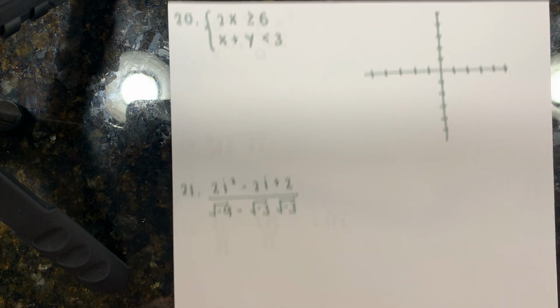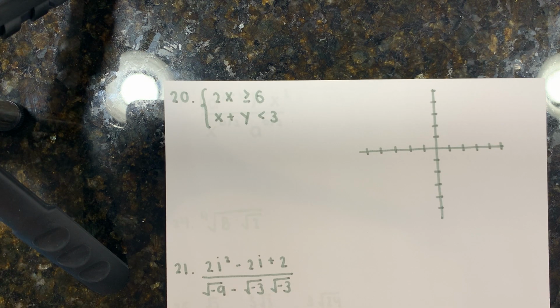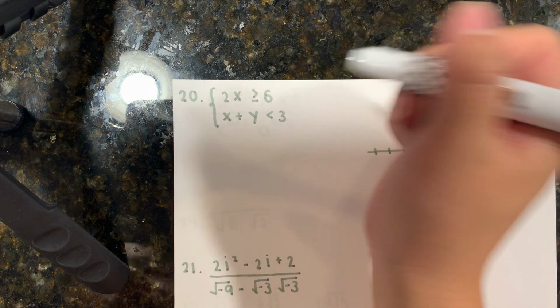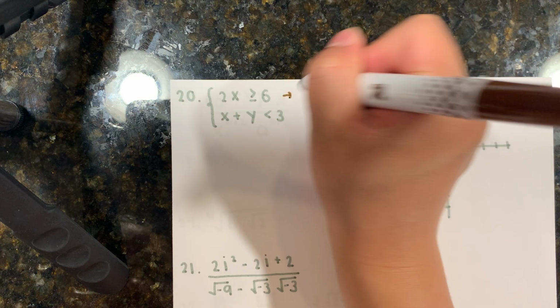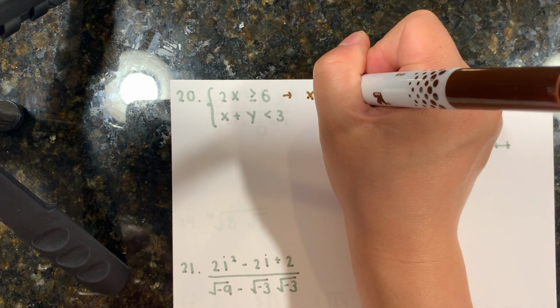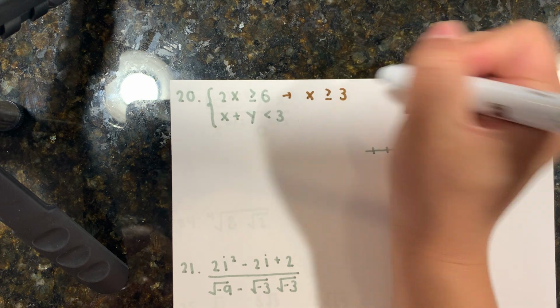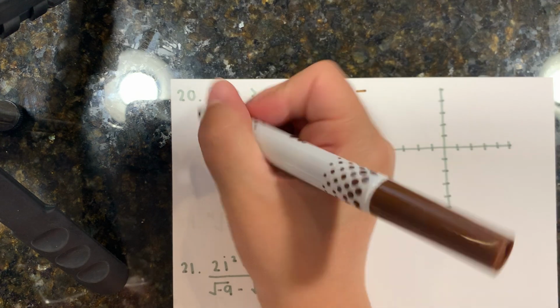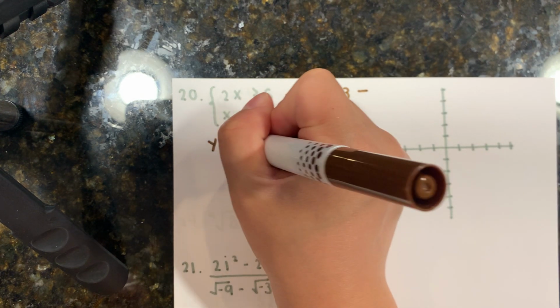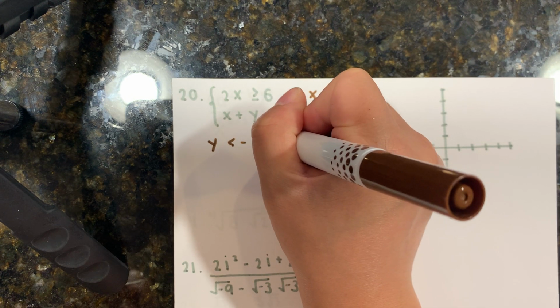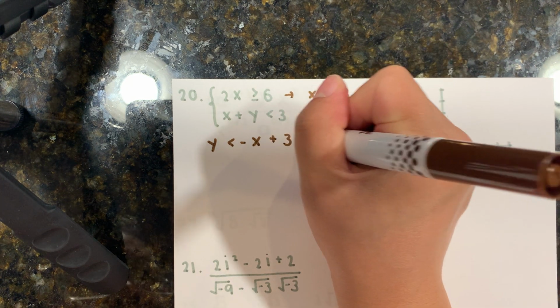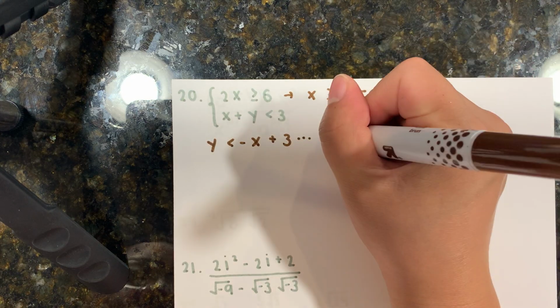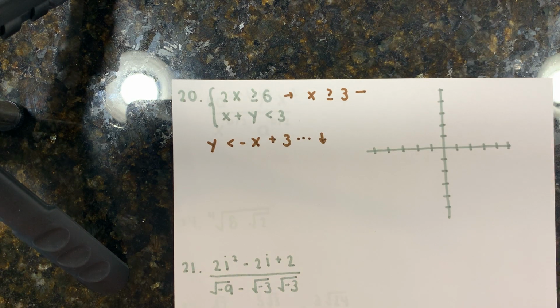Now looking at number 20, I do have to graph. So for this first one, I'm just going to divide everything by 2 so that I have x is going to be greater than or equal to 3, which I know is going to be a solid line. This one is going to be y is less than negative x plus 3. So it's going to be a dotted line, and because it's less than, I'm going to shade everything below it.